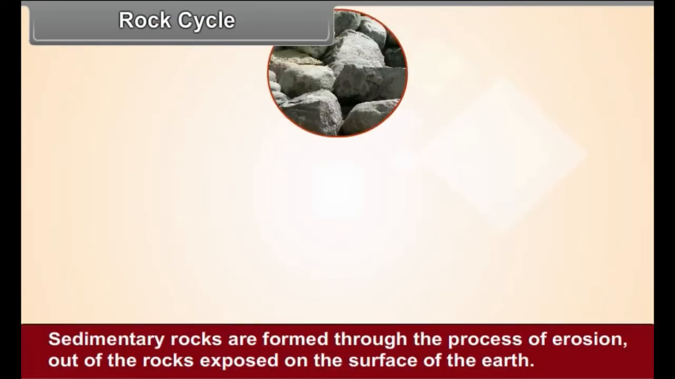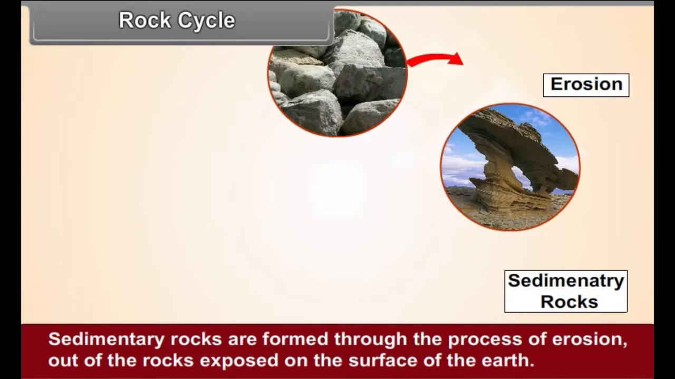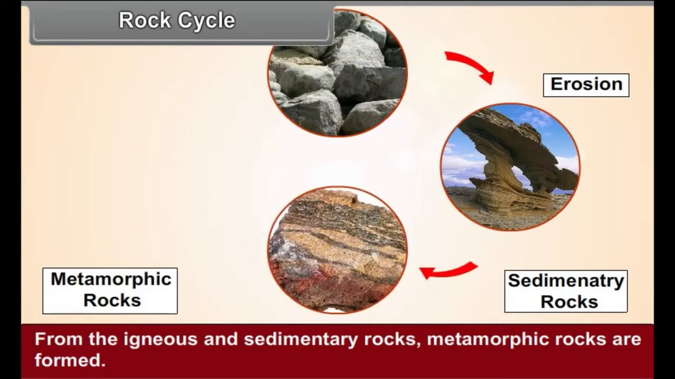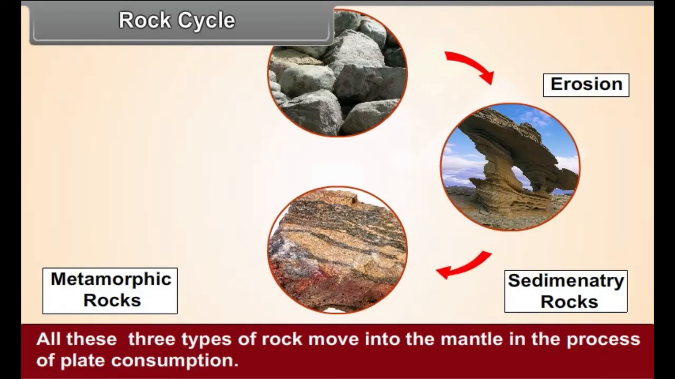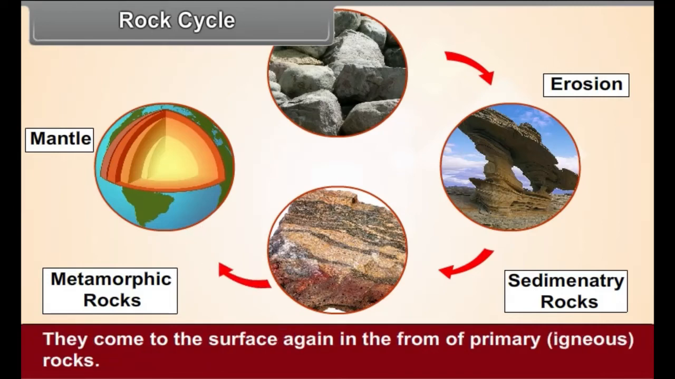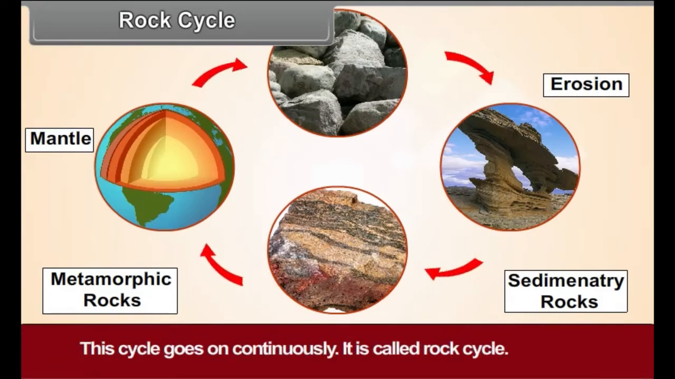Rock cycle. Sedimentary rocks are formed through the processes of erosion out of the rocks exposed on the surface of the earth. From the igneous and sedimentary rocks, metamorphic rocks are formed. All these three types of rock move into the mantle in the process of plate consumption. They come to the surface again in the form of primary igneous rocks. This cycle goes on continuously. It is called rock cycle.